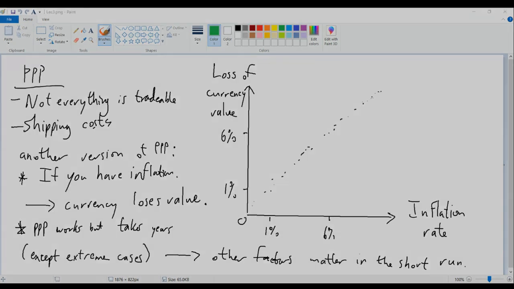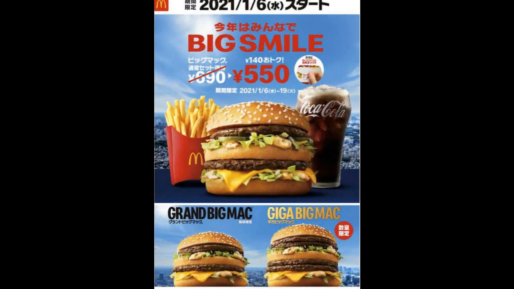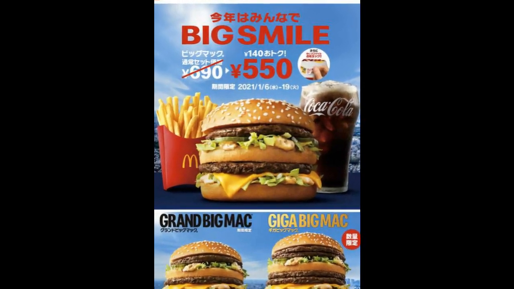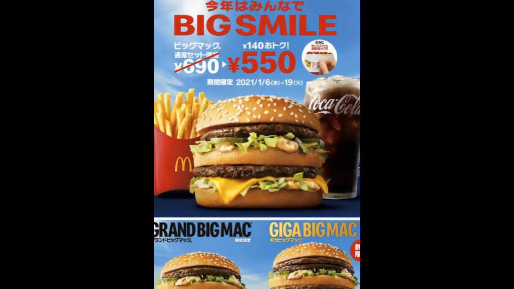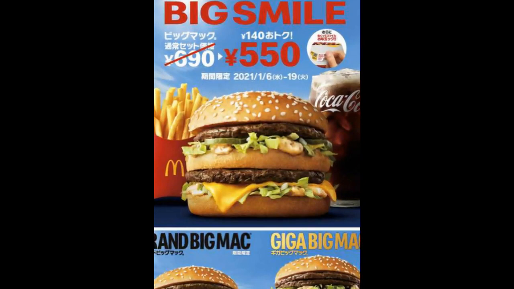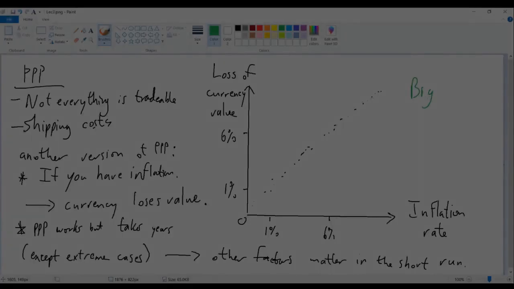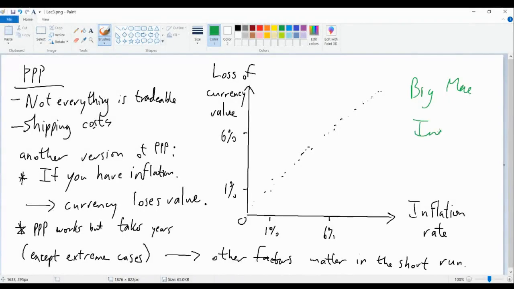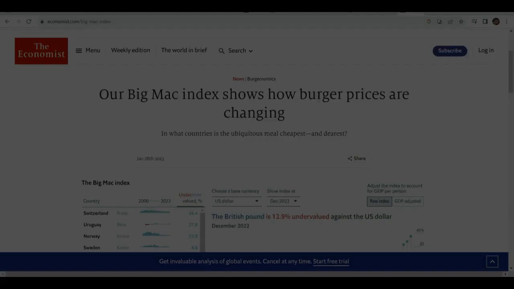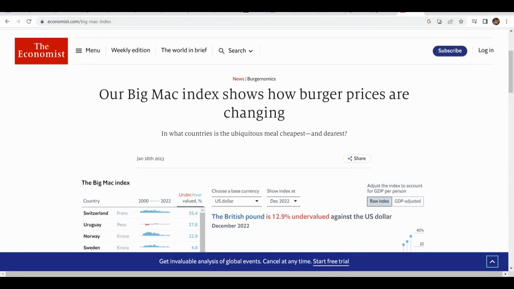Does anybody know what they use? The Big Mac, exactly. So The Economist magazine has a Big Mac index. And what they do is they see if the price of Big Macs rises in Tokyo compared to the price of a Big Mac in New York, then they'll say, okay, this tells us inflation is higher in Japan, so we expect the yen to lose value over the next year.